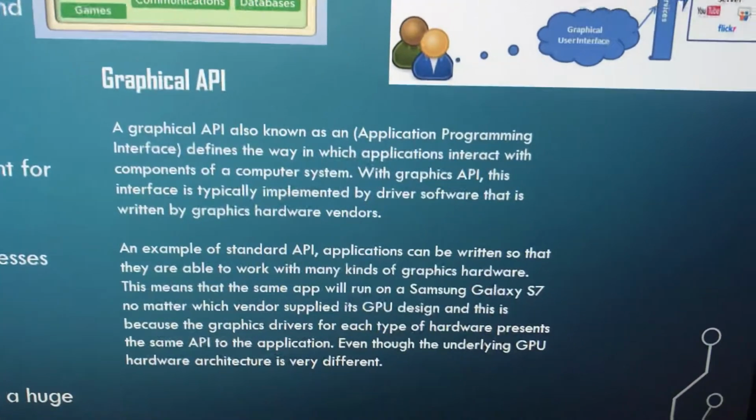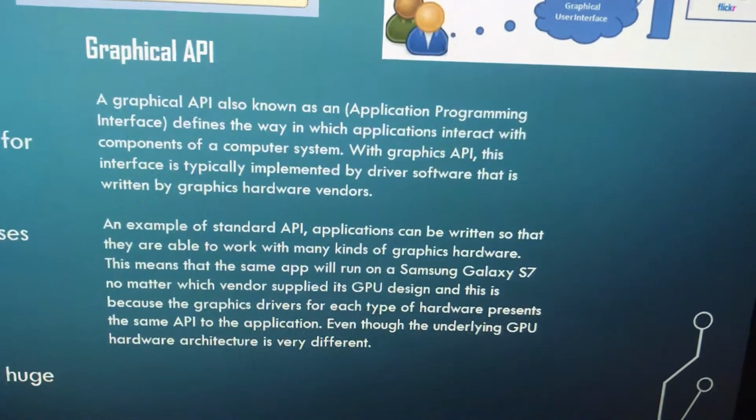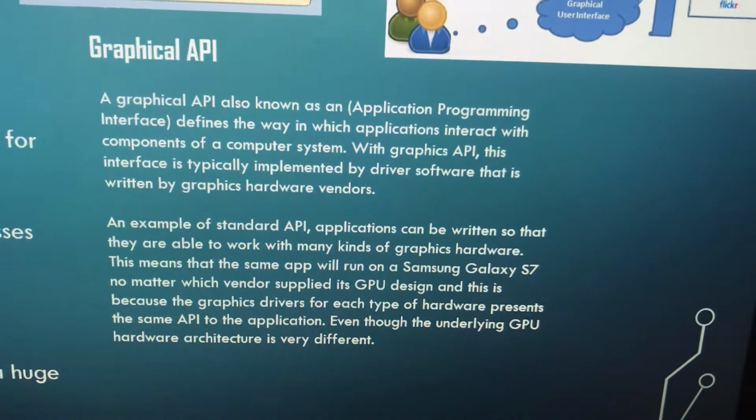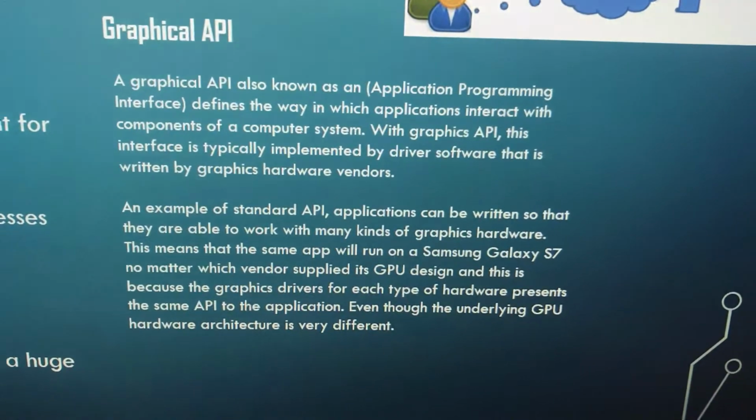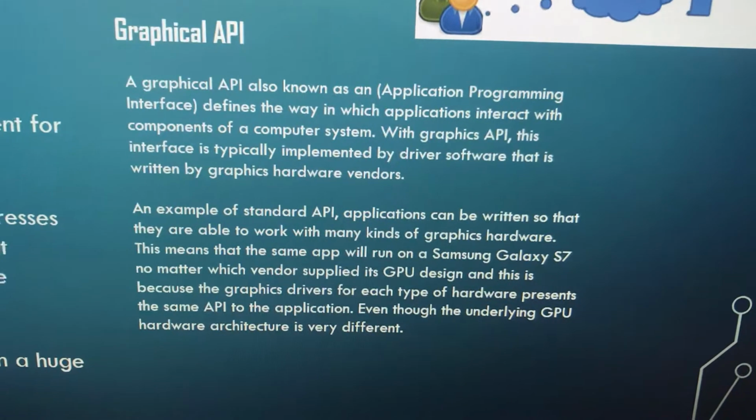Graphical API. A graphical API, also known as an application programming interface, defines the way in which applications interact with components of a computer system. With Graphics API, this interface is typically implemented by driver software that is written by graphics hardware vendors.